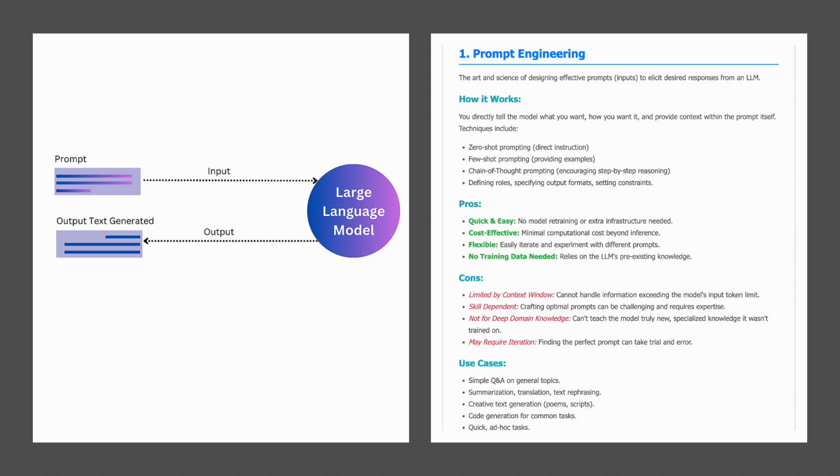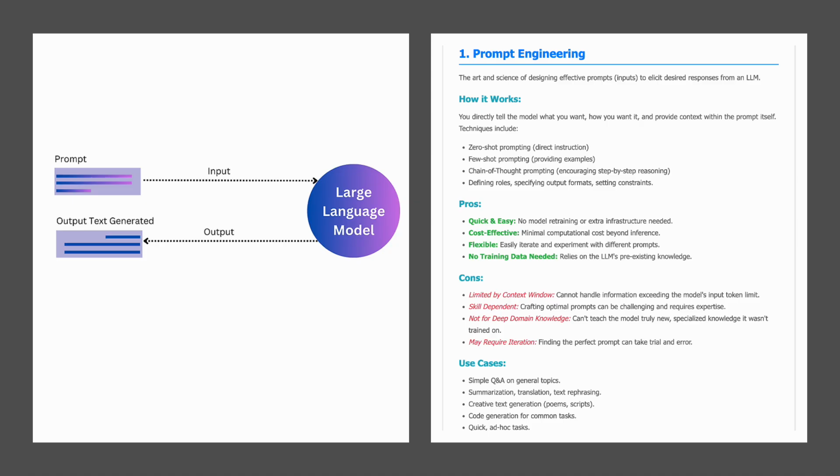Now let's look at the pros. Prompt engineering is quick and easy to implement. There's no model retraining or extra infrastructure needed beyond interacting with the LLM. This also makes it very cost-effective. It's highly flexible, allowing for rapid iteration and experimentation. And importantly, it doesn't require any training data as it leverages the LLM's pre-existing knowledge.